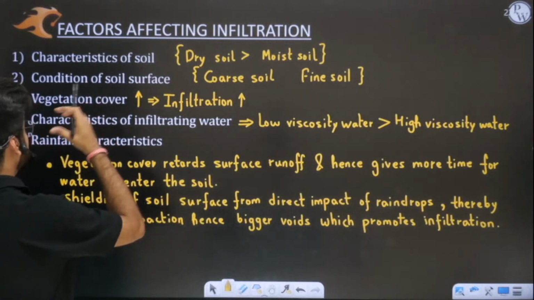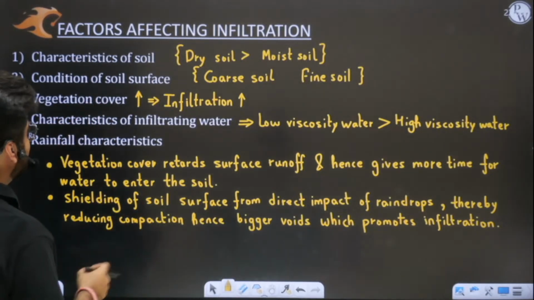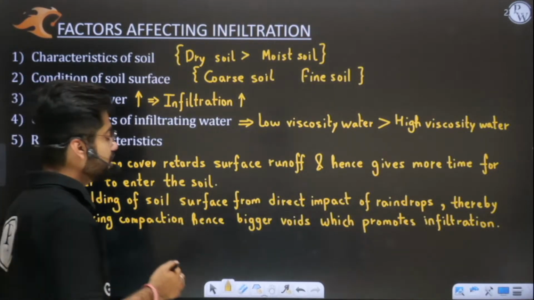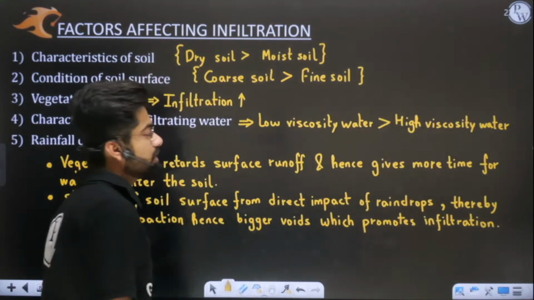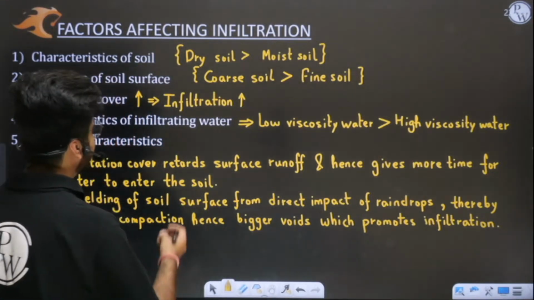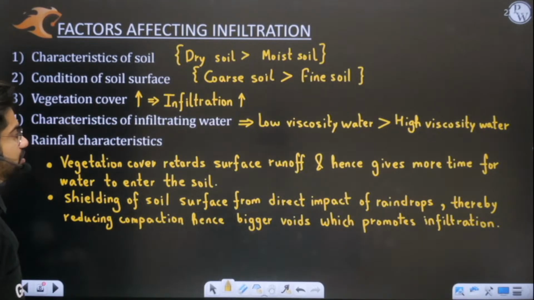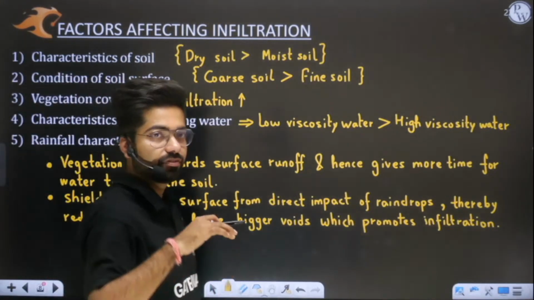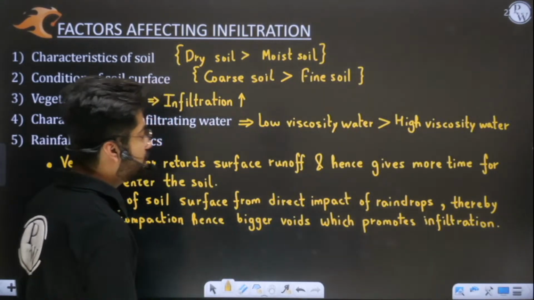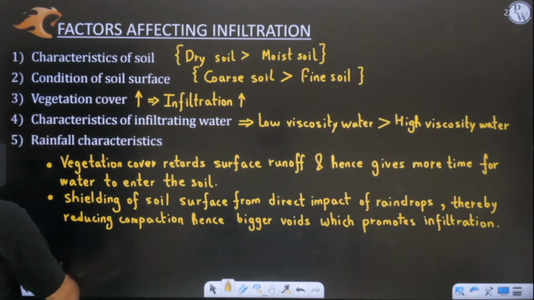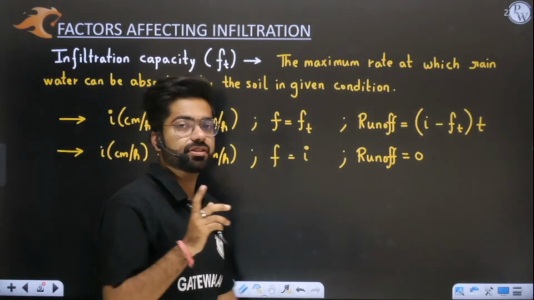Then we went on to discuss the factors. Infiltration is affected by the characteristics of soil. Infiltration is also affected by the condition of the soil surface. I told you that coarse soil gives you more infiltration. Then vegetation cover: when vegetation cover is more, infiltration is also more. For low viscosity water we have more infiltration because it is thin, so it will easily penetrate. Then we went on to discuss rainfall characteristics, which I guess was the last point we discussed yesterday.